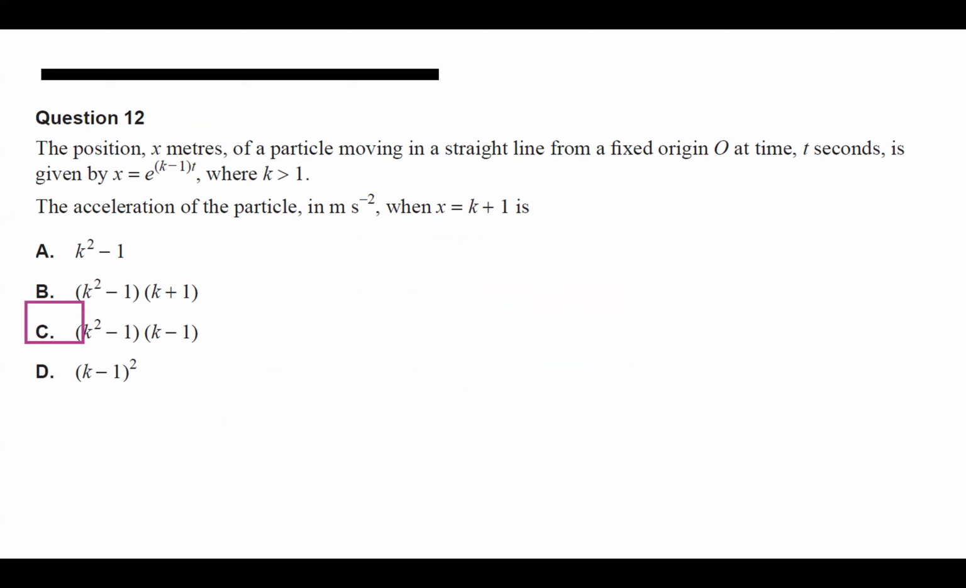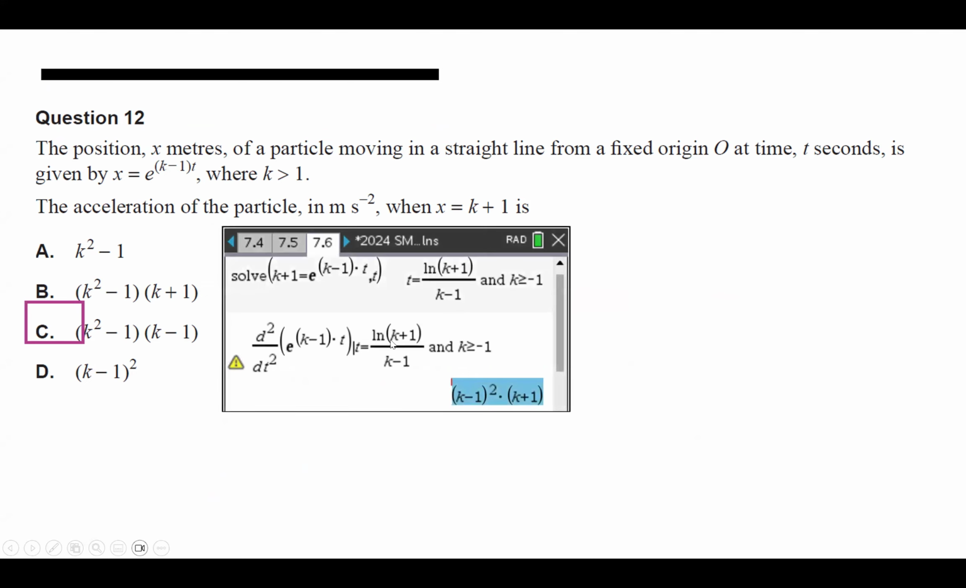Question 12, the correct answer is B, actually. I'll fix that. But what I want to show you is, first of all, you have an xt relation, the position versus time. And the question tells you x equals k plus 1. So you can equate this expression k plus 1 to the exponential term and get a particular time. Then you can just use your CAS to take the double derivative with respect to t and substitute the t value you obtained above. And this is your acceleration. Second derivative of your position or displacement gives you the acceleration.